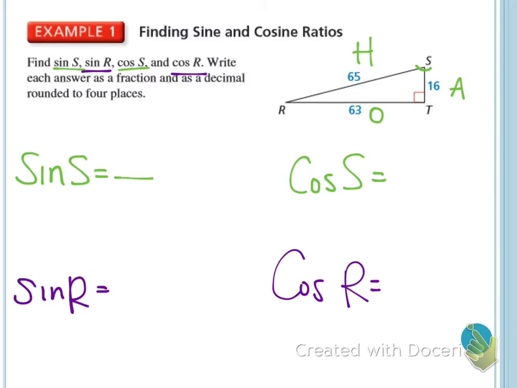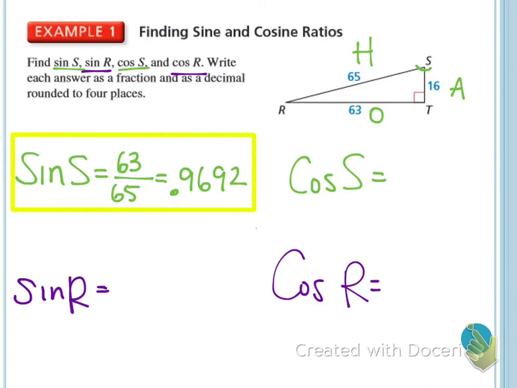So sine is opposite over hypotenuse. So what is my fraction going to look like? 63 over 65. Can this be reduced? It cannot. They don't have the same number divisible. What is this as a decimal rounded to 4 places? 9, 6, 9, 2. Good. I'm even going to box it because that's a fourth of the answer.